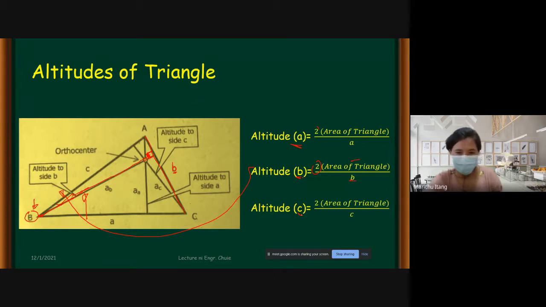Okay? So for C, so let's say, where is C? C is measured from included angle C. Then you take the perpendicular line up to the base. So the base is C, the small letter C also. Then you create a right triangle here, a right angle. This is 90 degrees. Then if you are going to compute the altitude to side C, your formula is 2 times the area of the triangle over the length of the base, which is equal to C.